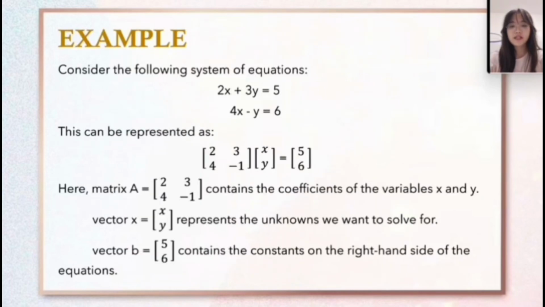Let's look at a simple example. Consider the following system of equations: 2x + 3y = 5 and 4x - y = 6. It can be written as shown in the figure. Here, matrix A contains the coefficients of the variables x and y. Vector x represents the unknowns we want to solve for, and vector b contains the constants on the right-hand side of the equations.